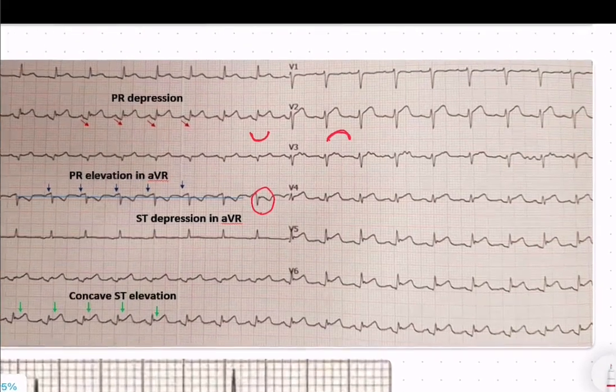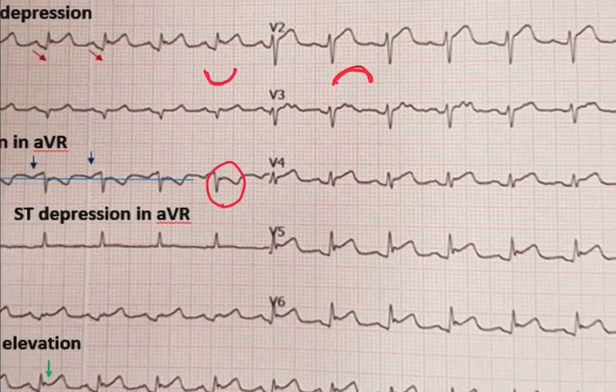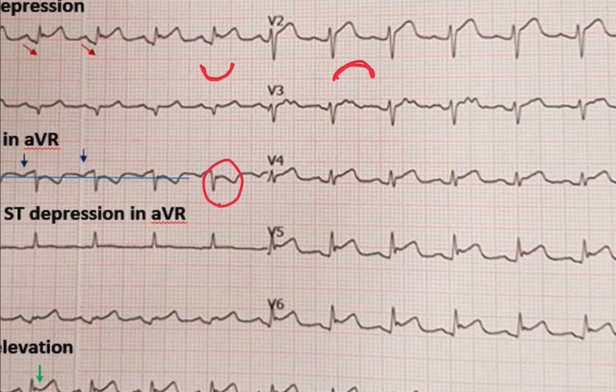If I want to make a mnemonic for MI and pericarditis, I can use a sad emoji for myocardial infarction and a happy emoji for pericarditis, since pericarditis usually has a better outcome.